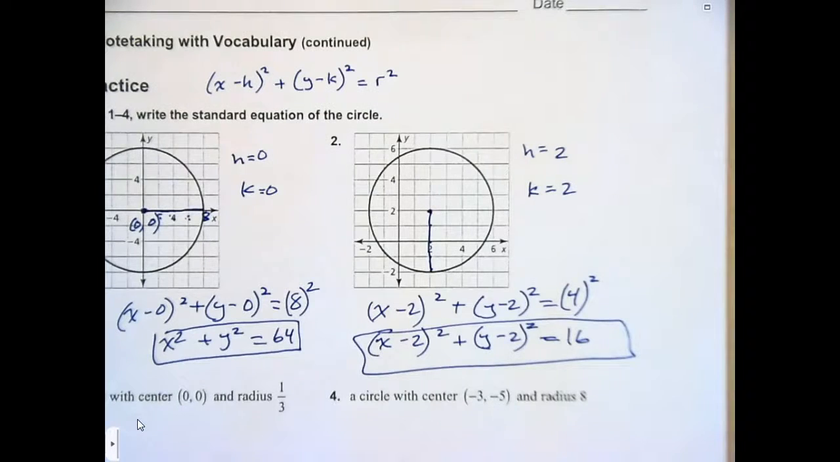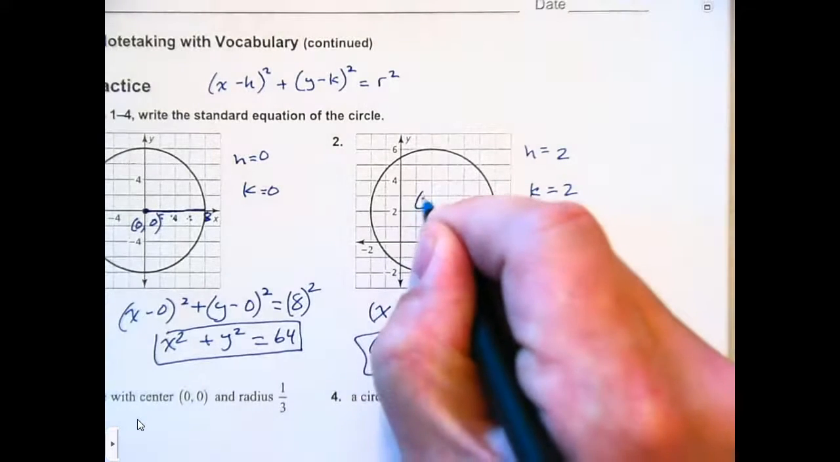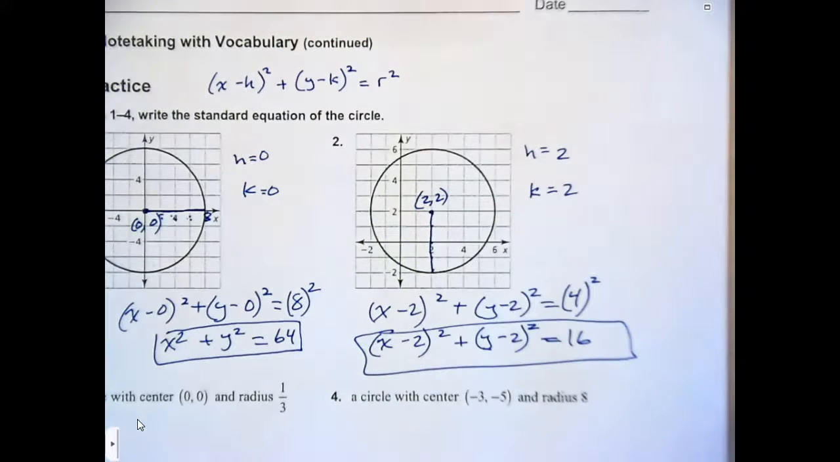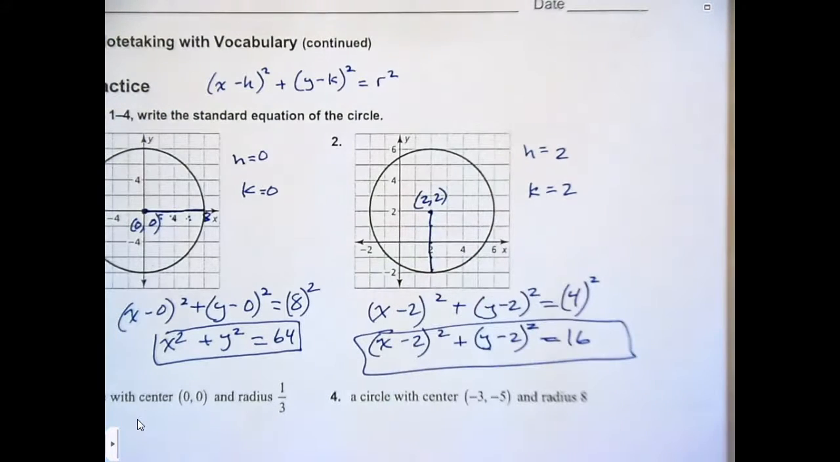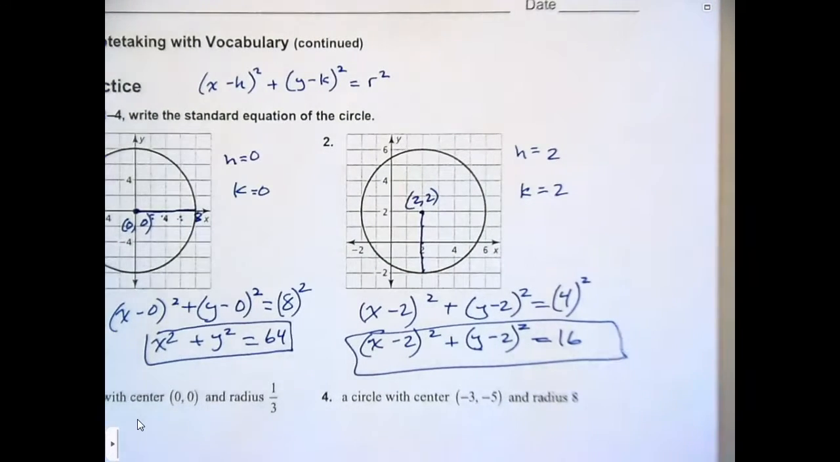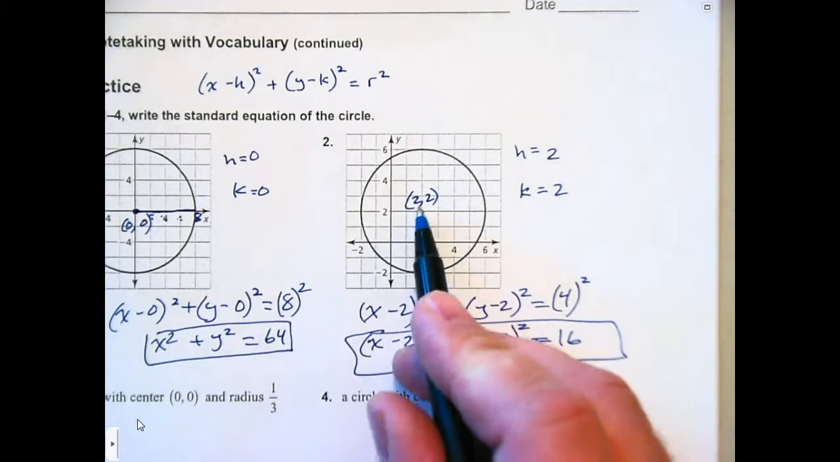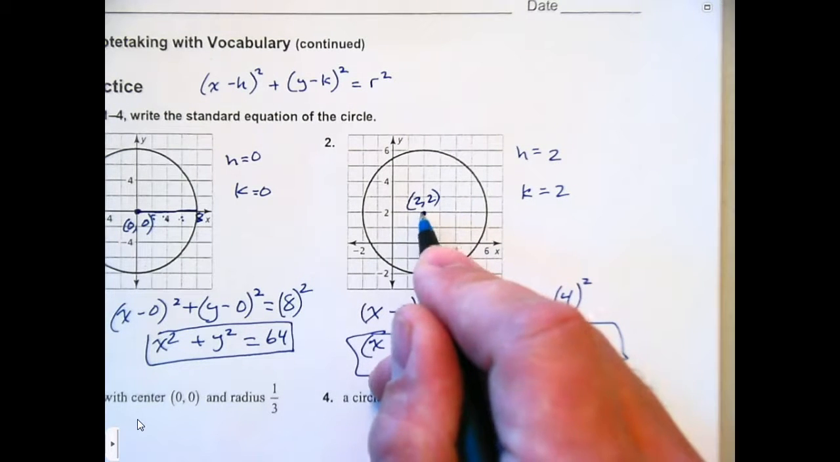All right. Questions? Isaac? Where did I get the 2 from? It is my H and K. It's the coordinate 2, 2. You get it? Yeah, you're just listing the ordered pair of the center of the circle. Yep.